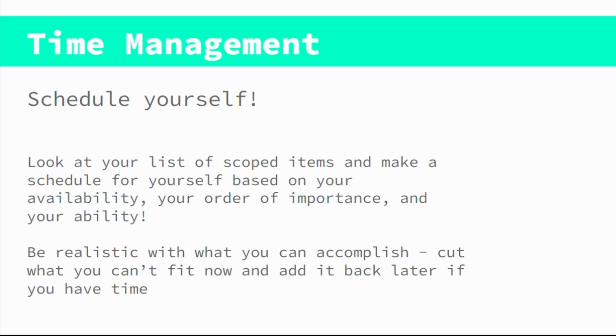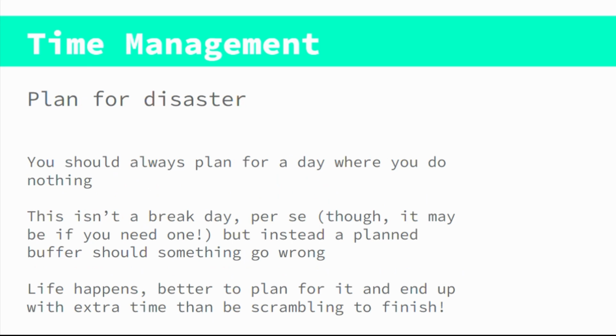Well, the first thing you should do after you scope out your assets is not open up your DAW and start working on sounds or your music. The first thing you should do is look at all of your scoped items and just create a schedule for yourself. You're going to want to base this schedule on your availability, the order of importance of your assets, and your ability as a sound designer. Be realistic with yourself. Get an idea of how long each asset is going to take you and plan it out. If things don't fit, cut them before you begin working on them and just add them back if you end up having time. You should also plan for having a day where you do nothing.